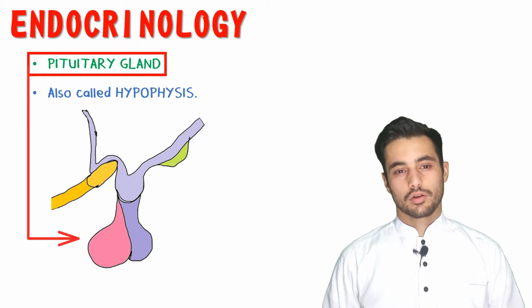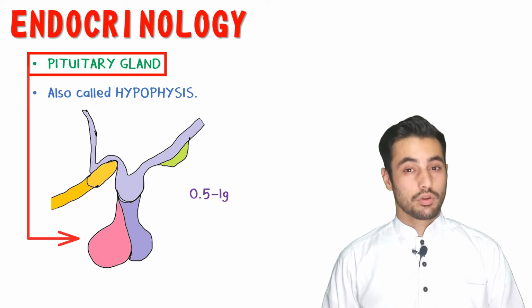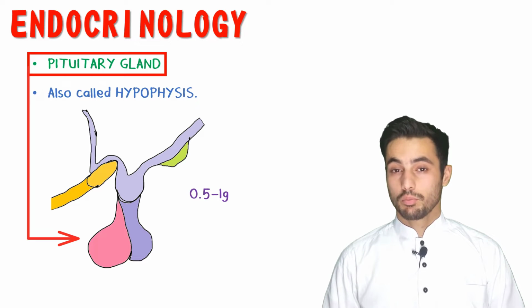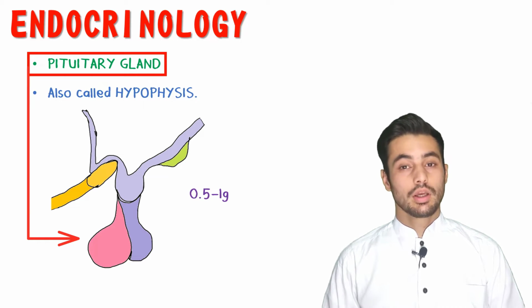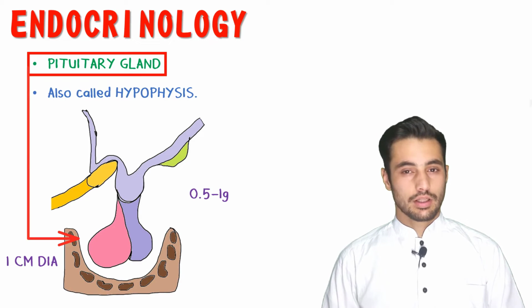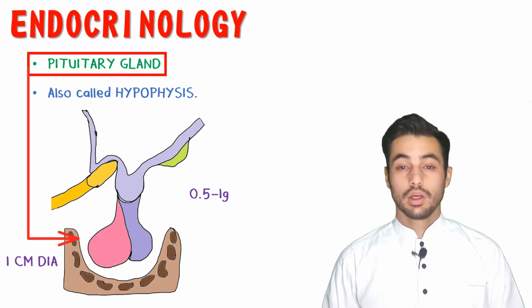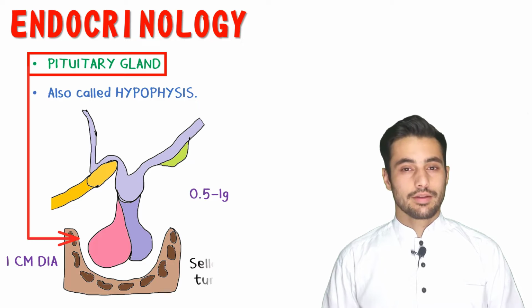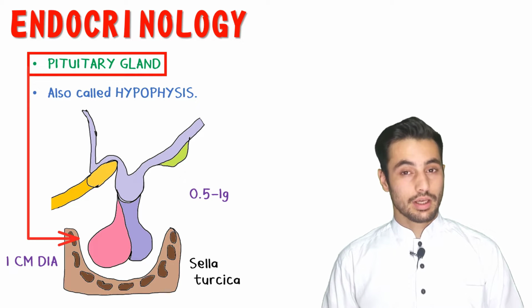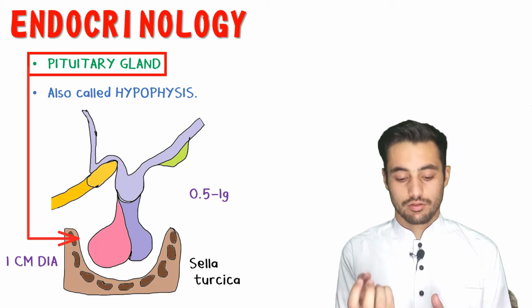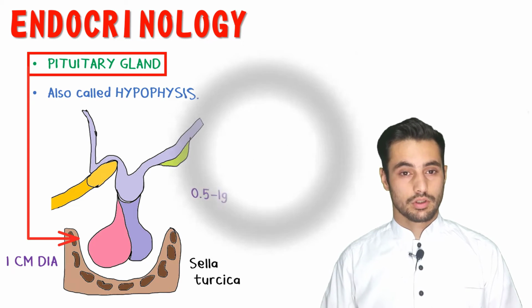Have a look at this diagram. The anterior and the posterior pituitary are connected with the hypothalamus by a stalk known as the pituitary stalk. It is 0.5 to 1 gram in weight and 1 centimeter in diameter. It is located in the sella turcica of the sphenoid bone. Now, the sphenoid bone is a butterfly-shaped bone in our skull. It has a cavity known as the sella turcica. So the anterior and the posterior pituitary gland are situated in that sella turcica.